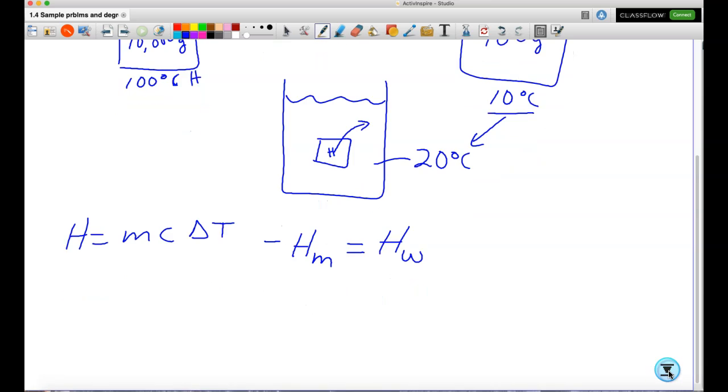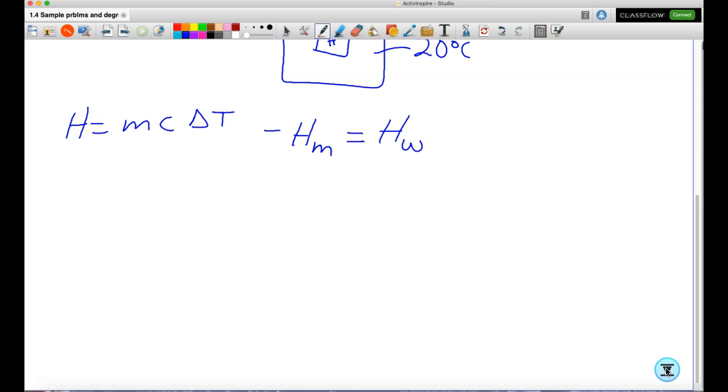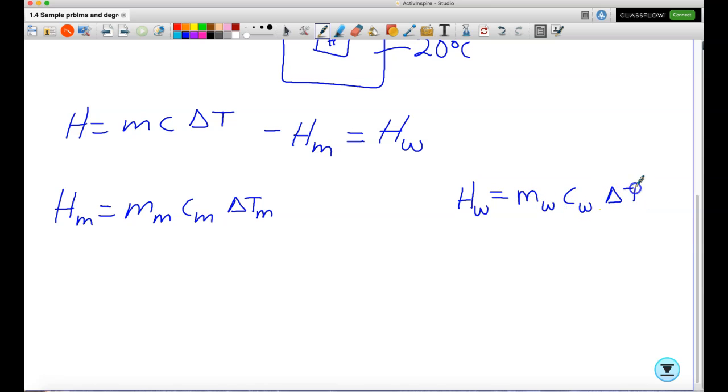So we're going to have to use that heat equation twice. First, the heat equation of the metal: the mass of the metal times the specific heat of the metal times the temperature difference of the metal. And we need to figure out the heat of the water, in other words, the energy that goes into the water, by using the mass of the water, the specific heat of the water, and the temperature difference of the water. Remember, we're looking for the specific heat of the metal. So that's the equation we're going to use.